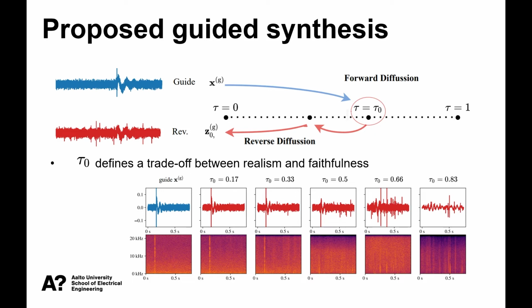If the tau 0 parameter is closer to 0, we will generate something that is closer to the guide, but there is no room to make it more realistic. But if the tau 0 parameter is too large, we will generate some realistic noises, but they will be very different to the guide, so it will be quite pointless.